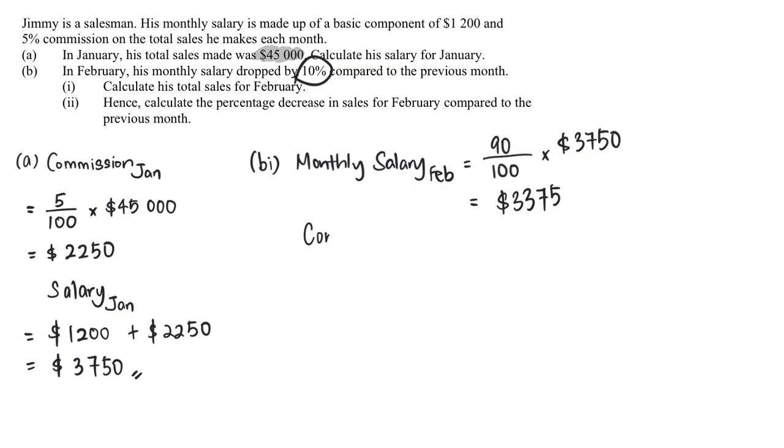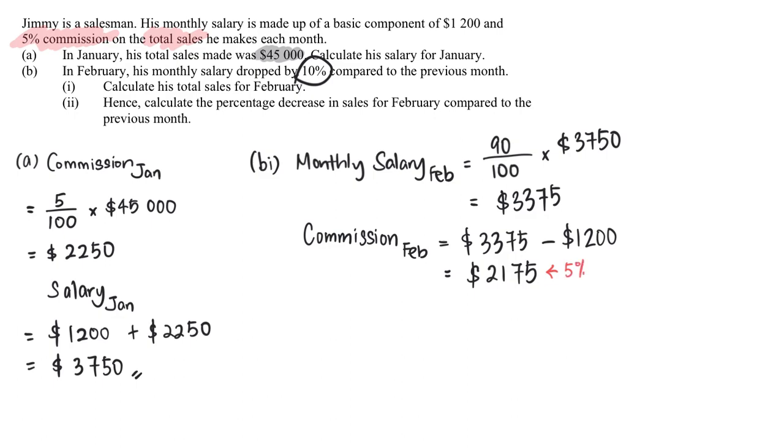1,200 is the basic component. So the commission for February then will be the following. So at this stage, going back to the question, we have a 5% of the total sales as the commission. So this means that this is 5%.